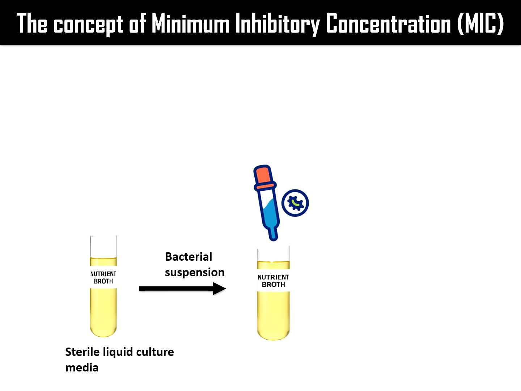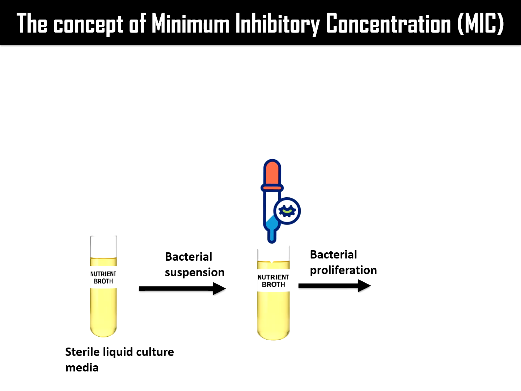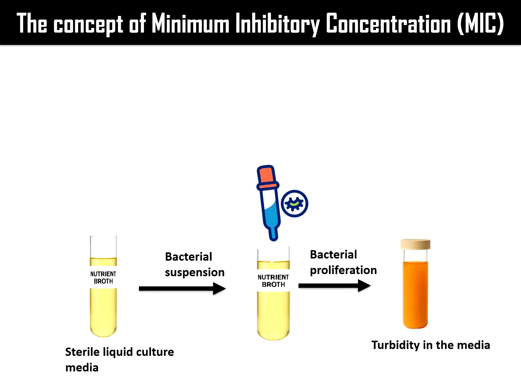What will happen next? For bacterial growth and proliferation, we need nutrients. And the nutrient is already there in the culture media. So once we add bacterial suspension in the sterile culture media, there will be bacterial proliferation. And will there be any change in the physical appearance of the media once bacteria proliferates? Obviously, yes. The media will turn turbid.